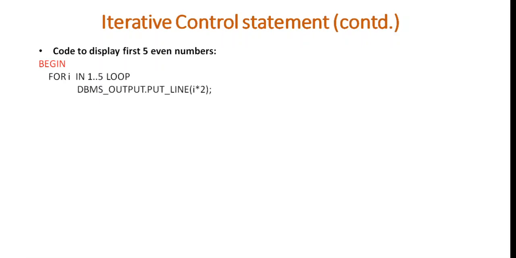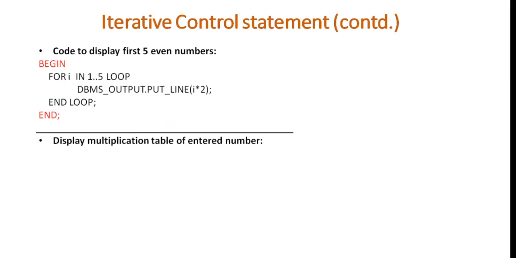Okay. And in the display statement we are displaying dbms_output.put_line(I * 2). That is, we are multiplying I by 2 so that we can display even numbers. Okay, and then end loop and end. So it will display the first 5 even numbers because we have given that range. And by multiplying the index variable with 2 we can have even numbers. Okay, if you want to display odd numbers then you can multiply that number by 3, then it will display odd numbers.